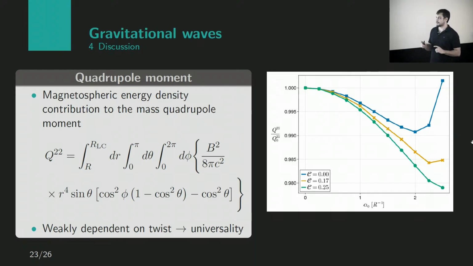A brief discussion about gravitational wave emission from the magnetosphere. So one of the things that we want to do with these models is to see if the contribution from the magnetic energy density of the magnetosphere to the mass quadrupole moment of the star could produce observable gravitational waves. So you can calculate this integral here, putting in the magnetic field of the solutions that we have.